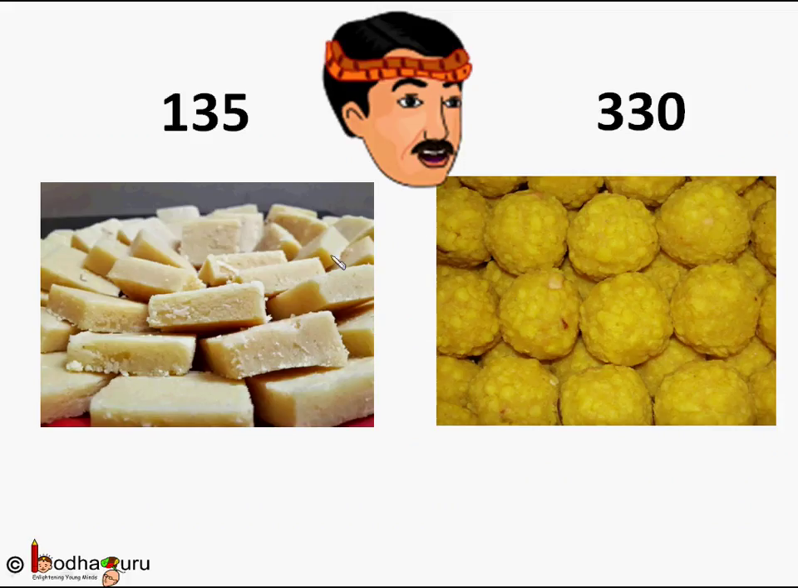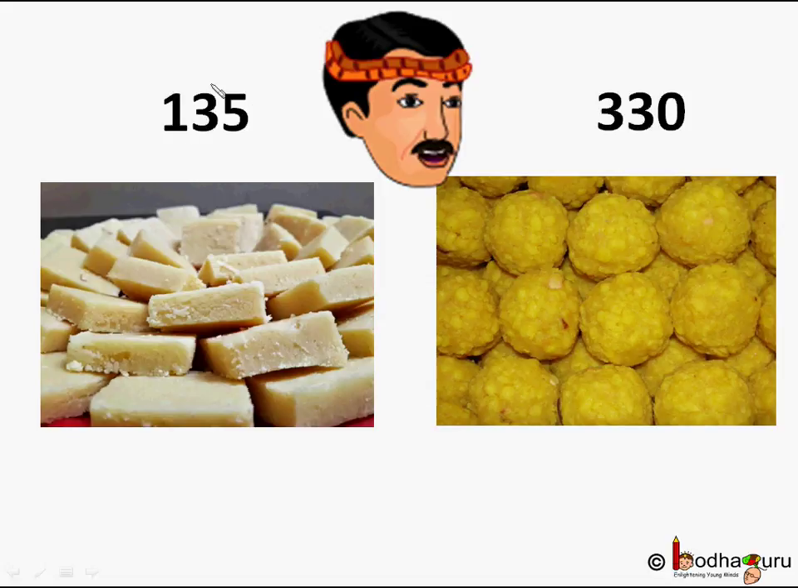Let us take another problem. Manilal is a sweet shop owner. He has 135 burfis and 330 laddus in his shop. He wants to stack them separately in trays such that each tray has the same number of sweets. This means no tray will have both the sweets. The number of sweets in each tray will be the same.